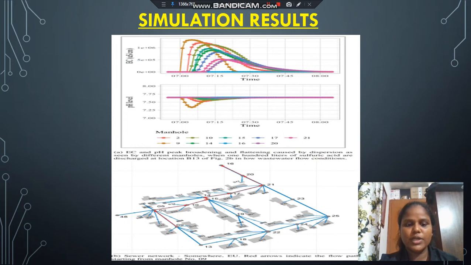Next is the simulation results. As you can see, the graph shows the simulation results.